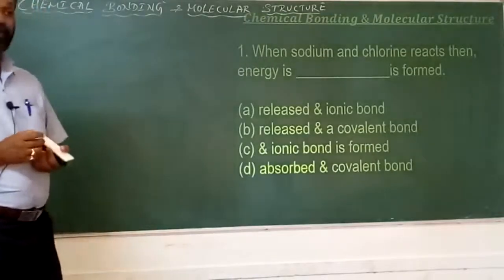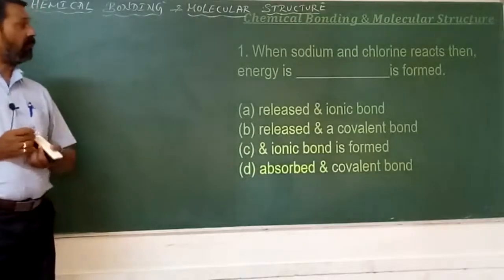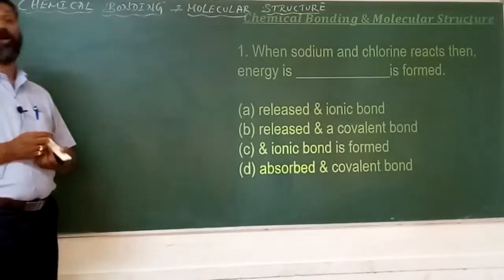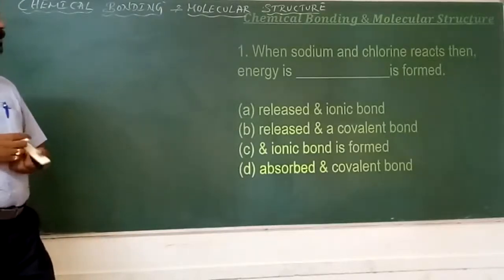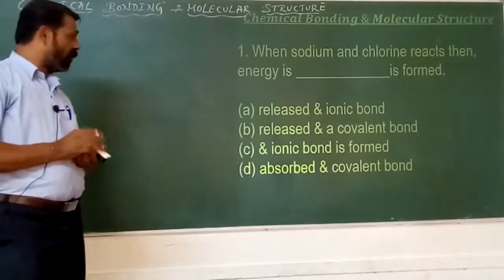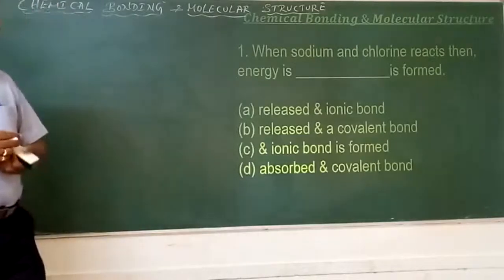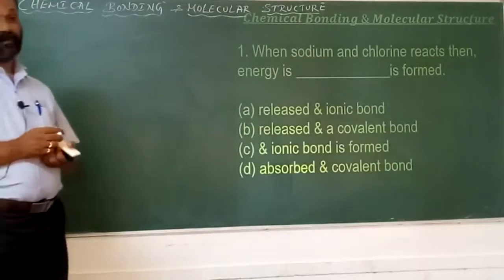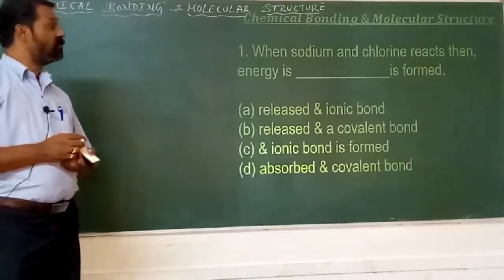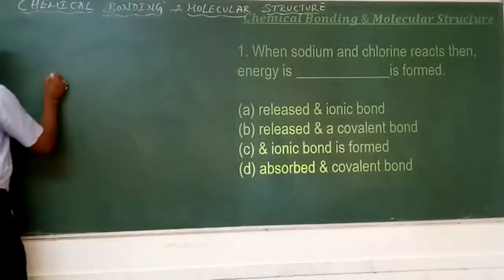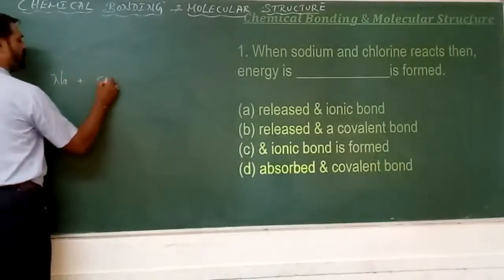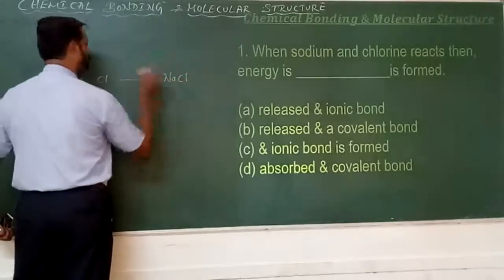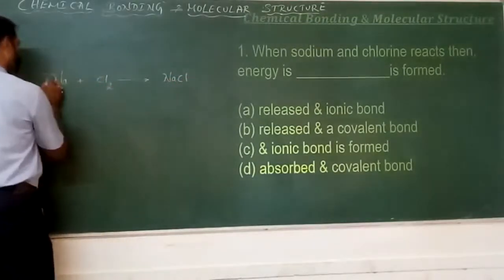First one is: when sodium and chlorine meet to react, then energy is dash formed, meaning released or absorbed, and an ionic bond is formed, released and a covalent bond is formed, ionic bond is formed and absorbed along with a covalent bond is formed. Now, as we mentioned, Na plus Cl gives rise to NaCl. To balance it, we have 2NaCl, for example.